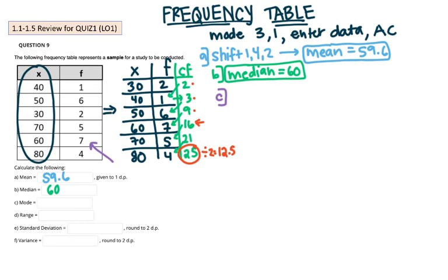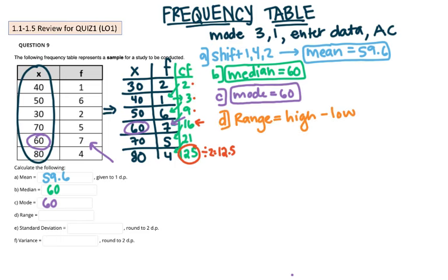So if you look, the biggest frequency is also at 60. The range is the high minus the low. The highest data point is 80. The lowest is 30, high minus low. So the range in this case is 50.